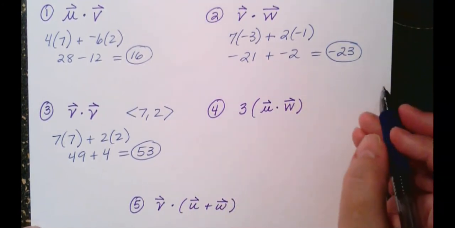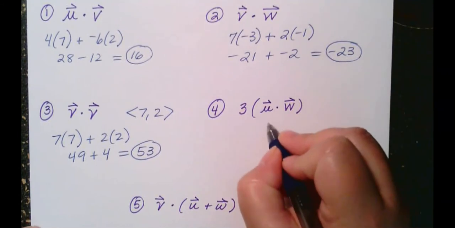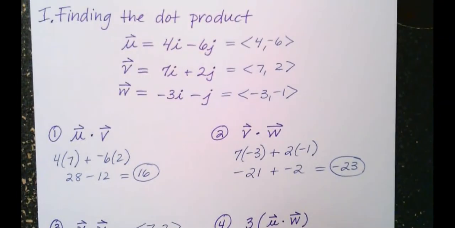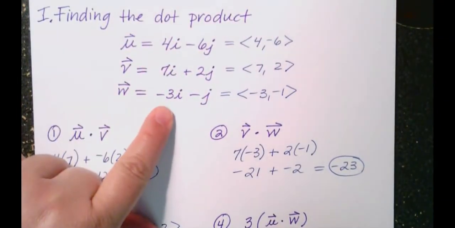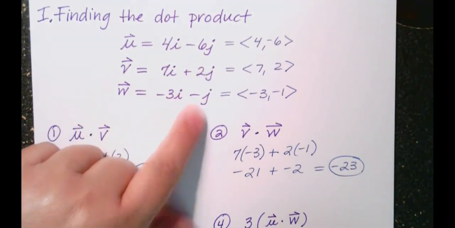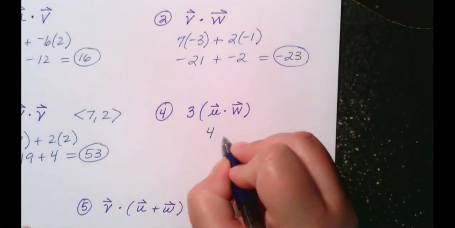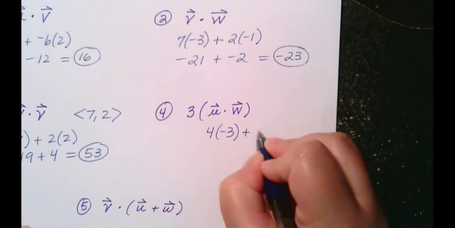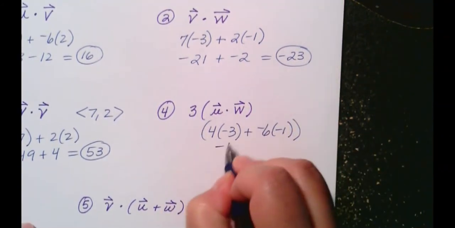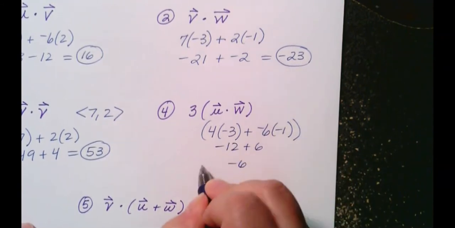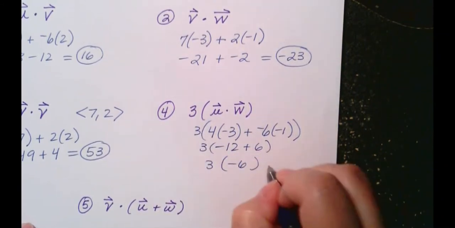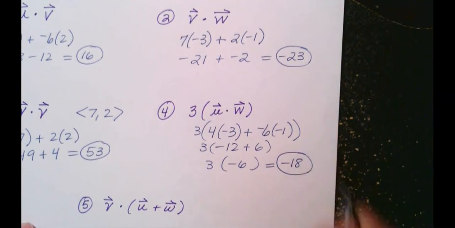So first I need to do the dot product of u and w. Let's come back up here: 4 times negative 3 plus negative 6 times negative 1. And that's negative 12 plus 6, which is negative 6. And then I'm just going to multiply that times 3. That's just been sort of hanging out front, waiting for me to be done simplifying my dot product. And there's my answer.